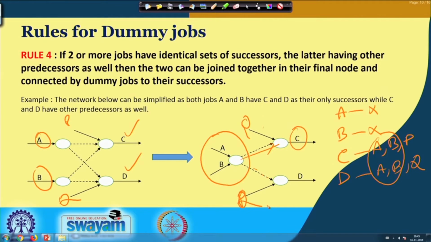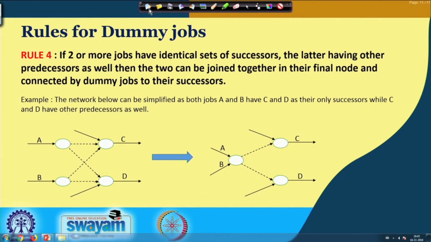So, basically in rule 4, while the jobs are connected together and for all further activities those jobs need to be fulfilled together, in those cases we jointly join those jobs as the predecessors of all the other successive jobs. So, this is basically rule 4.